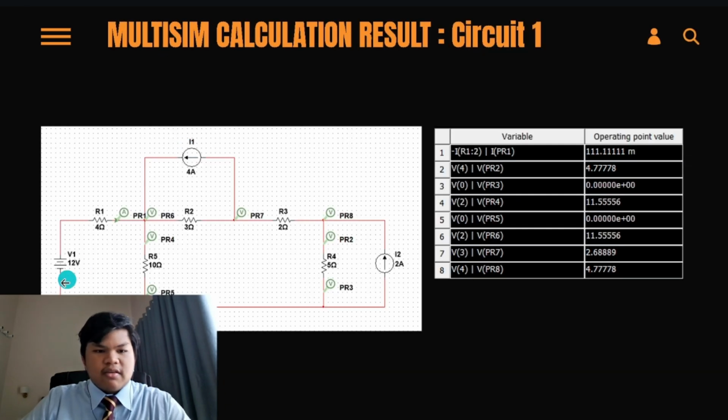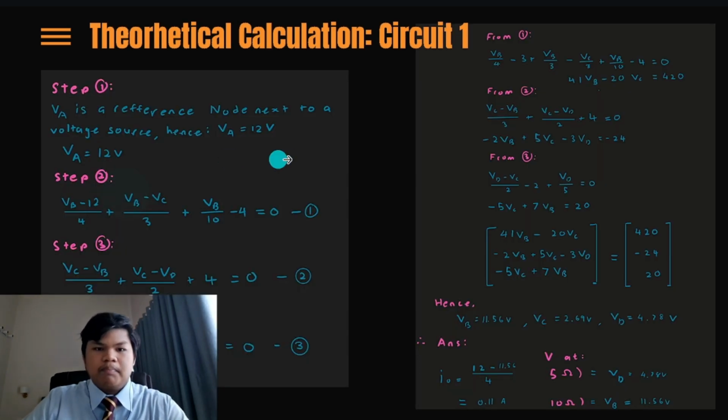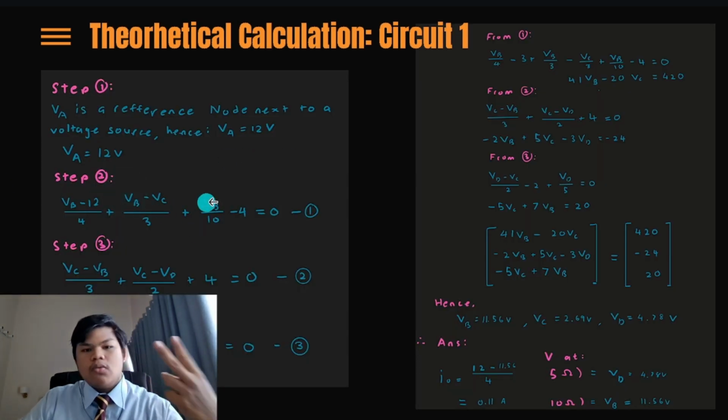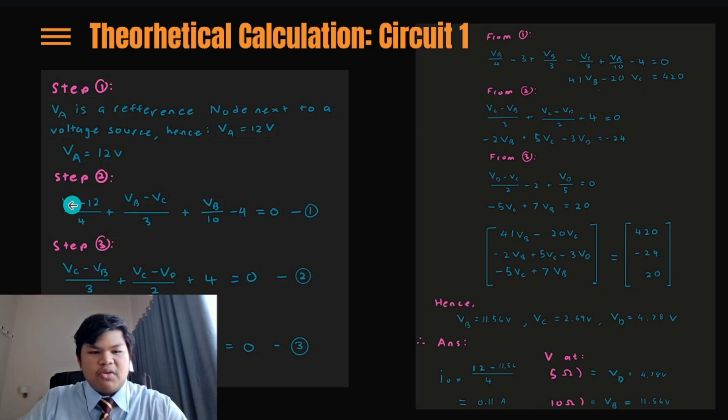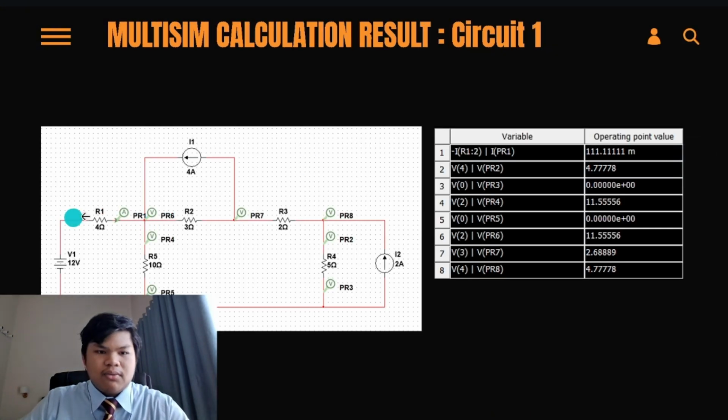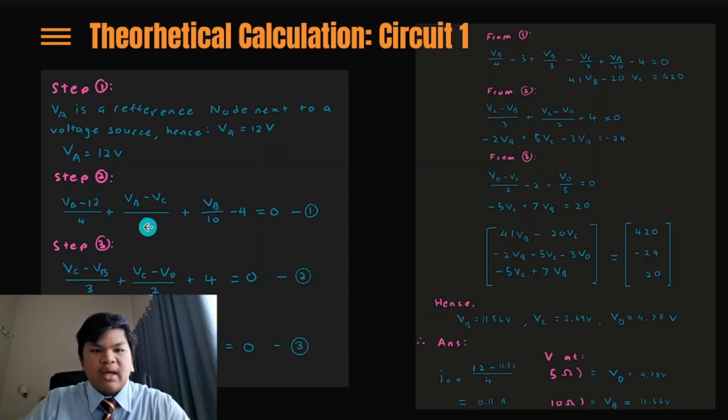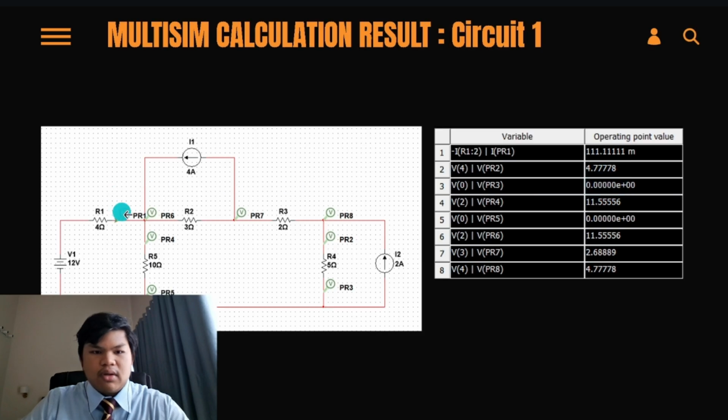So VA is 12, as the voltage source is going into VA, and we assume VA is 12. Easy. Then step 2 is we will be constructing our first equation for VB. So here it states that VB minus 12, or VA, over 4, which is this resistor. And then VB minus VC over 3.